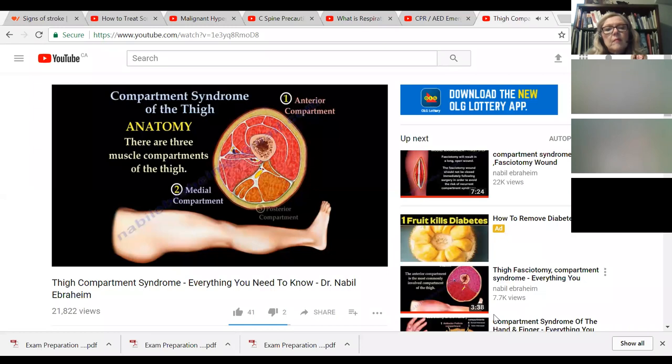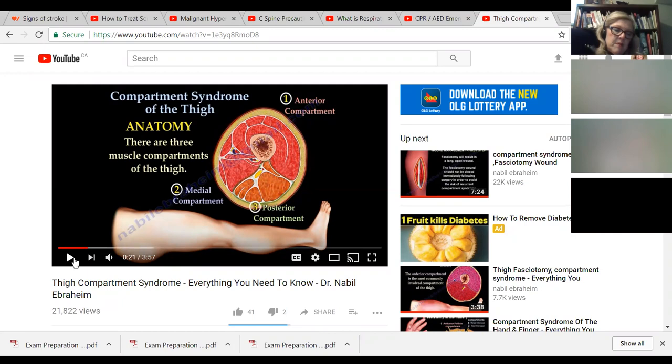I just wanted to talk a little bit about compartment syndrome. Compartment syndrome you can see in a variety of settings. While we typically associate it with a large bone fracture, such as the femur, you can see compartment syndrome of the lower leg. You can see it of the arm. I've seen where an intravenous actually causes necrosis of the site.